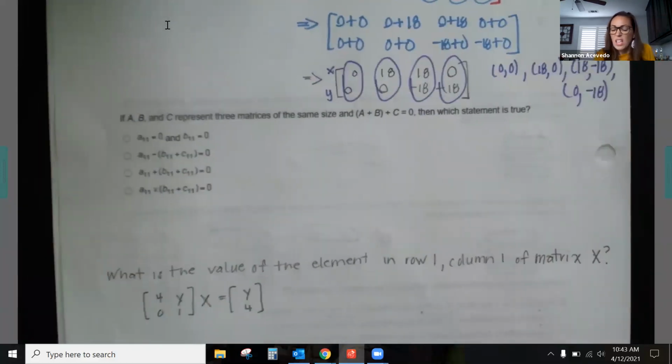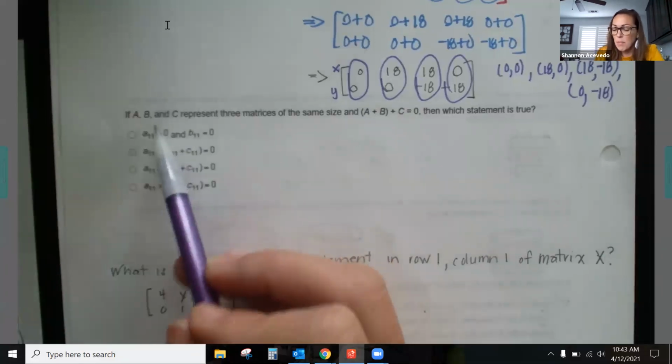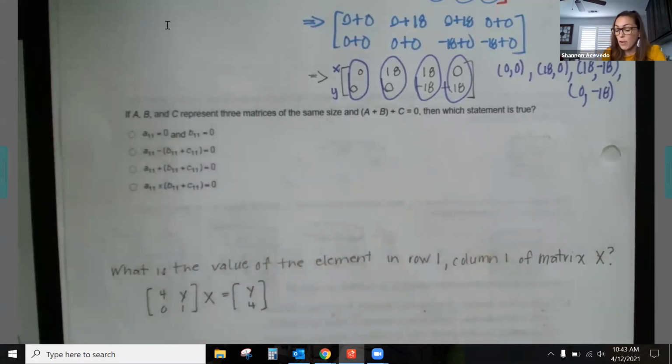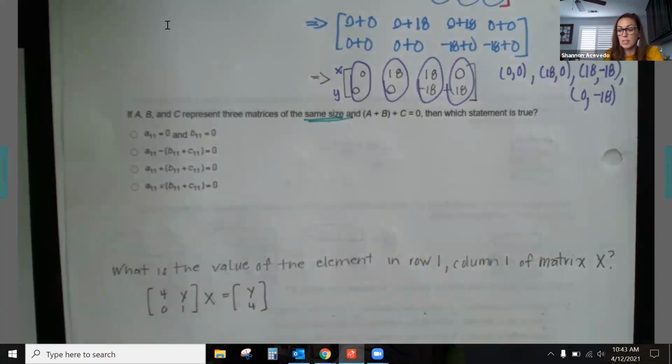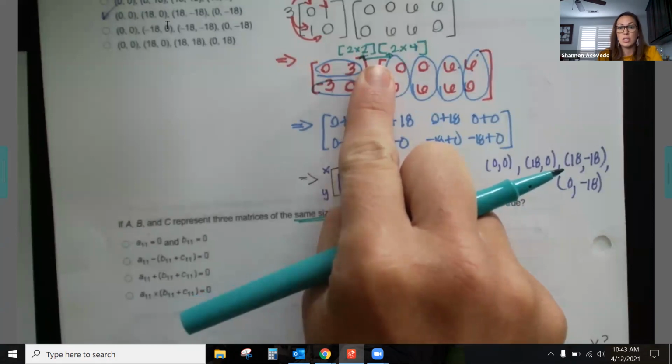My next one. Sometimes just reading through things or understanding what they are asking is really what throws you guys off, not quite understanding what the question is saying because it's written in a weird way. This is pretty basic, but I wanted to point it out. It says if A, B, and C represent 3 matrices of the same size, because remember, if you're adding, they have to have the same dimensions. You cannot add unless they have the same dimensions. Different than multiplying. Multiplying, they don't have to have the same dimensions.